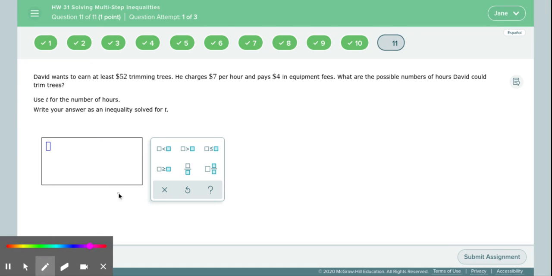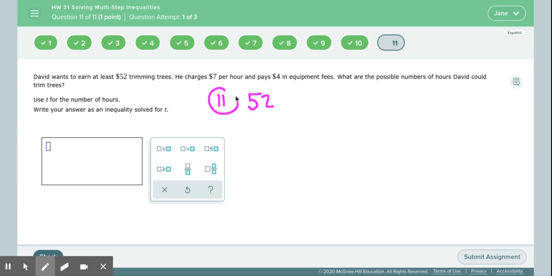So what I need to do is start off with the relationship that I am given here. David wants to earn at least $52. So I'm going to start off by writing down 52. Well, on my work page, I'd also need to write that this is question 11. This is how much money he wants to earn, at least, which means that he wants to make more than $52. So I need this inequality to open up away from 52. Or he could make $52 exactly. He'd be happy with that. So this symbol right here, less than or equal to, compared to my 52, is going to represent at least $52. Now this side is going to represent how much money he earns.